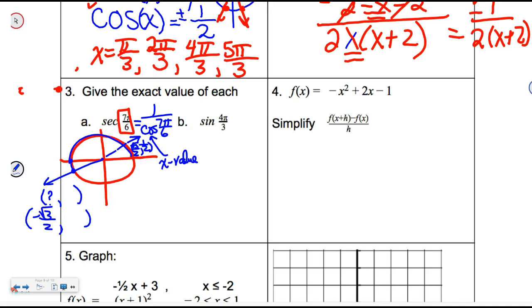So 1 over that just flips it. So I get 2 over root 3, but it is negative, and you can leave that. We don't need to rationalize the denominator. Some of you did, and those who did it right, obviously I wouldn't mark it wrong. But you can go ahead and leave that. The biggest mistake for this one was missing the sign.